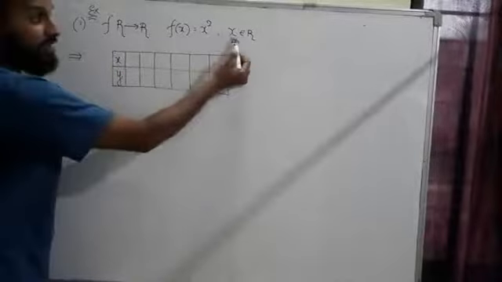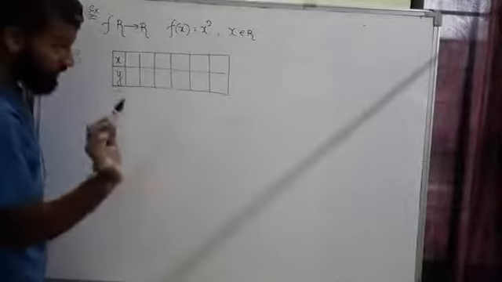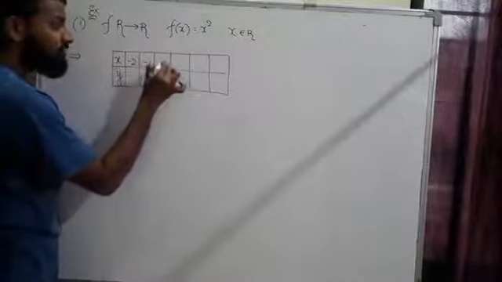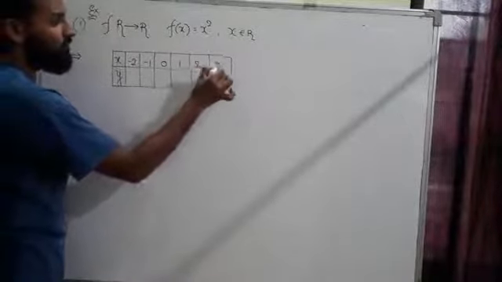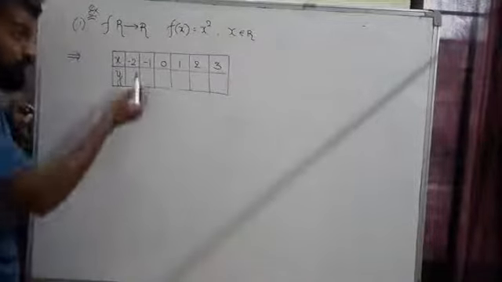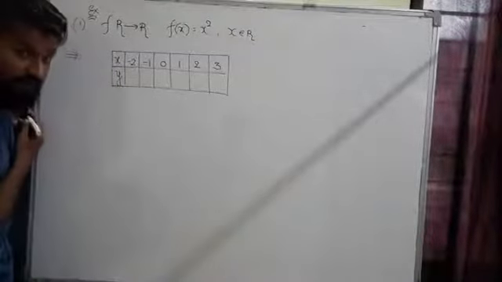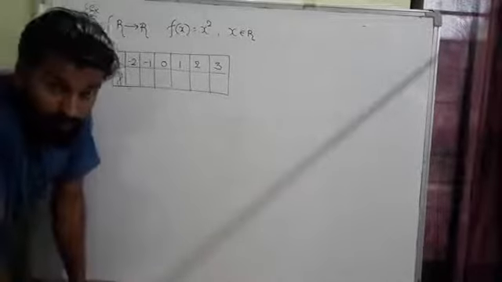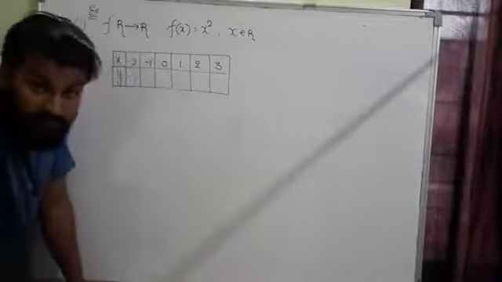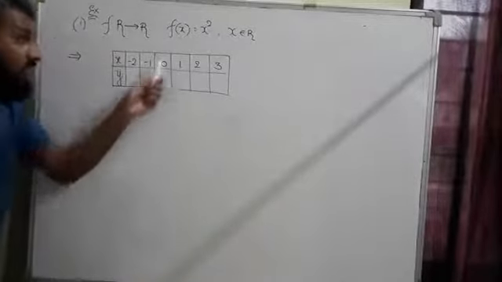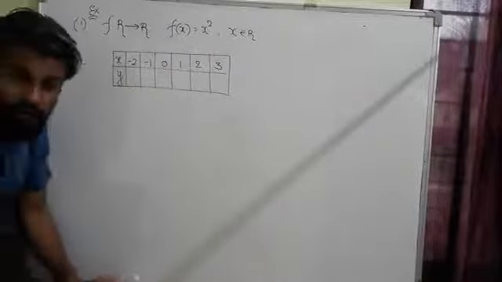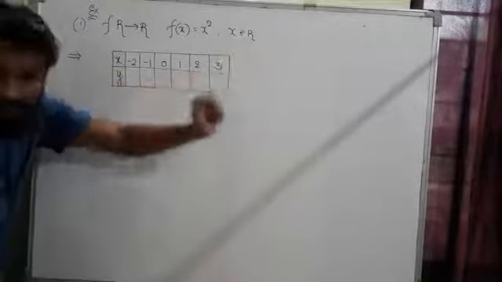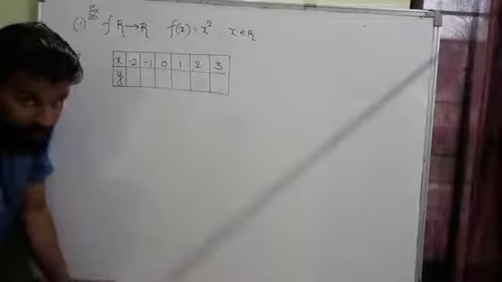So x can take any real number, any real number you can take of your choice. I'll start with -2, -1, 0, 1, 2, 3. So you may ask me one question, sir, why are you taking only integers? Can we not take fractions? Can we not take decimals? Yeah, obviously you can take, but since squaring them will be somewhat difficult, that is why I'm choosing some simple numbers. But as they have said, x can be any real number for that matter.